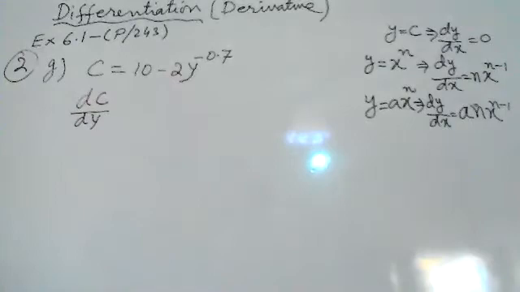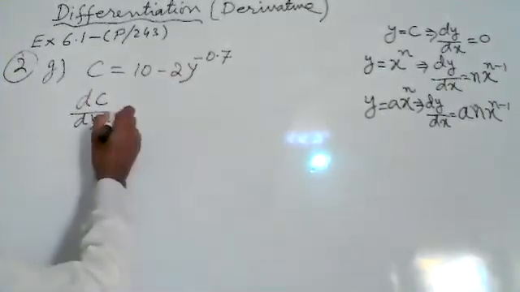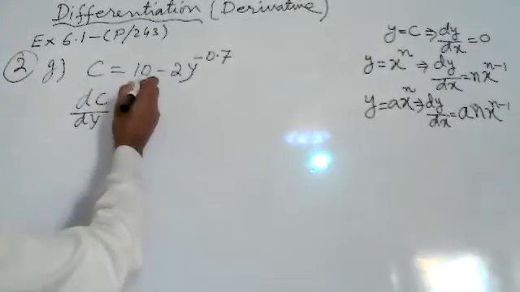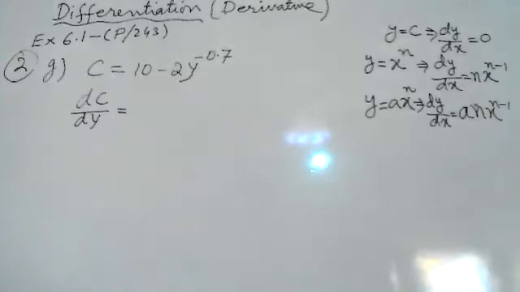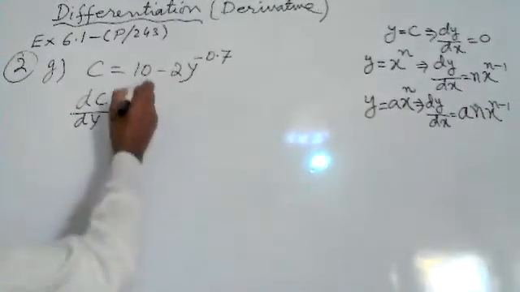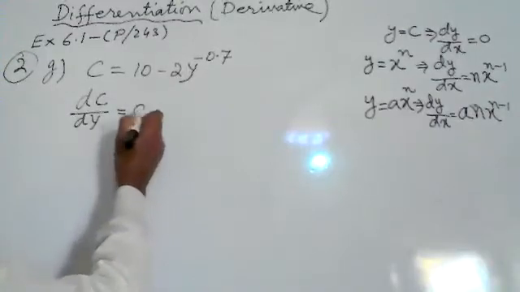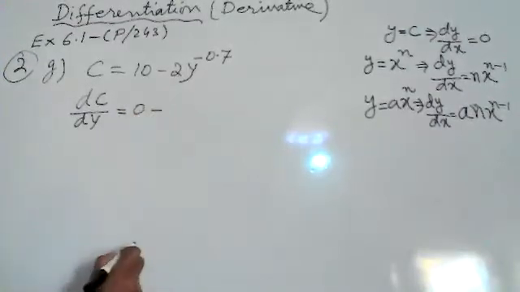dc upon dy, because C is a function of y, equal to 10 is constant, it is not associated with y. The derivative of the constant will be 0 minus.